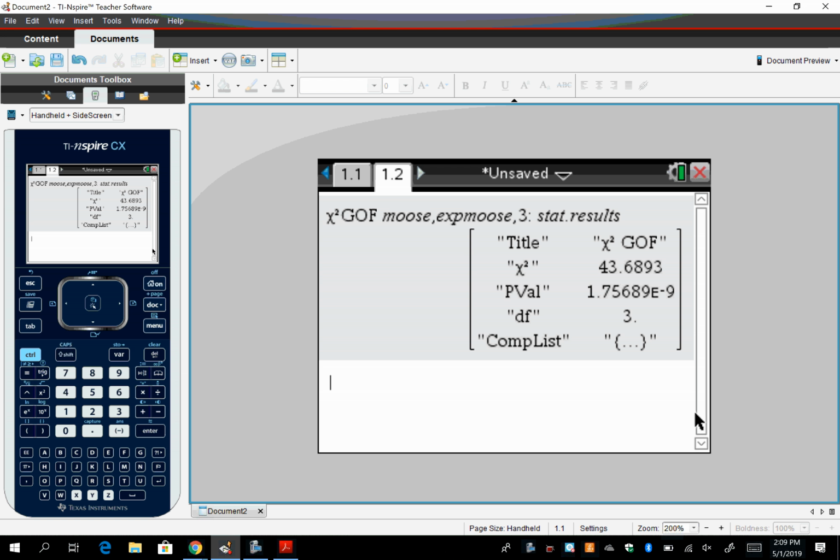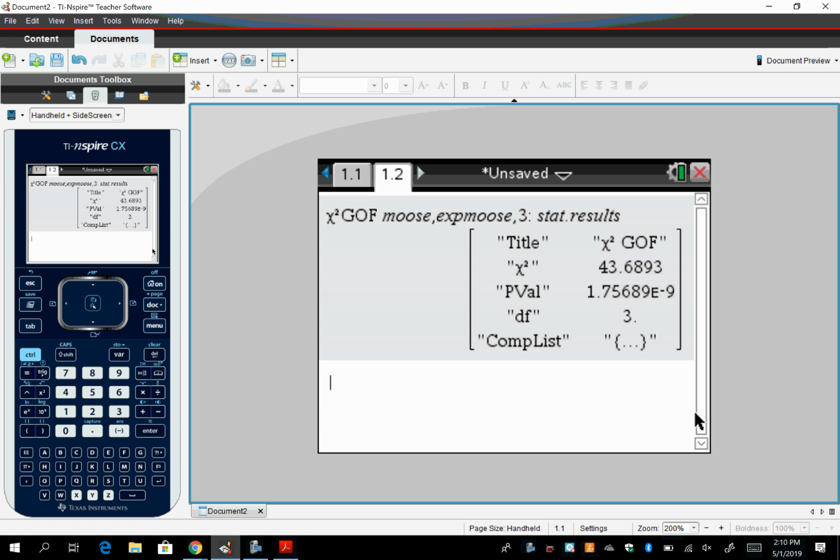Now, you should see chi-squared is very large, almost 44. And look at that p-value. I know it's weird because it's in scientific notation. That's actually 0.0000000, I lost track, 0.1756889. So it's really tiny. So the p-value is basically 0.